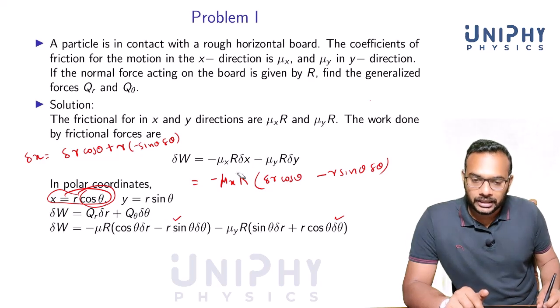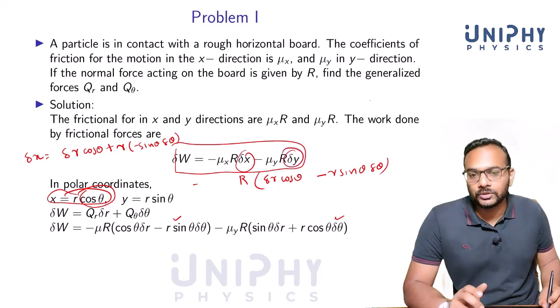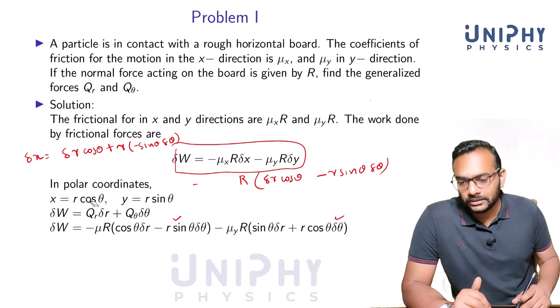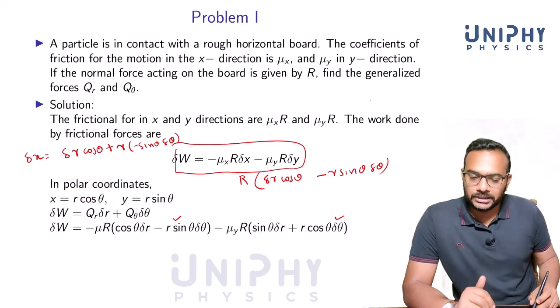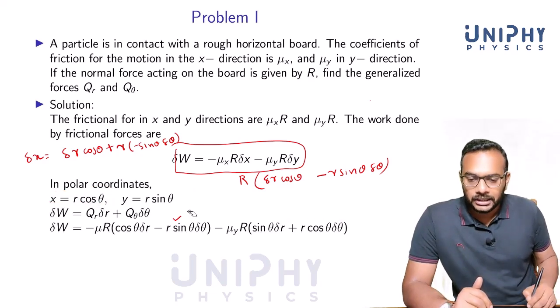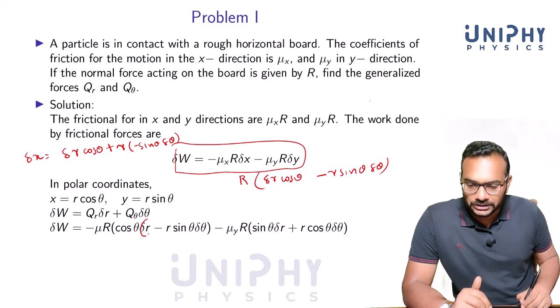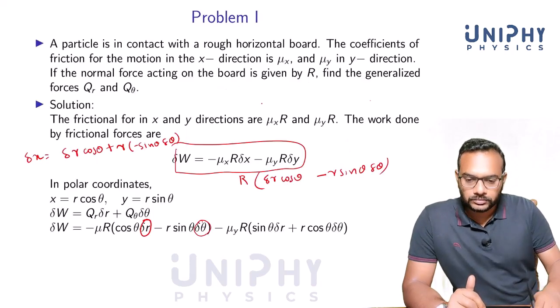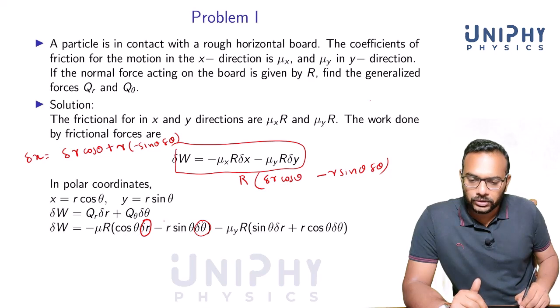I have started with the expression for work done, and I have translated delta x and delta y in terms of the plane polar coordinates, which means that I have used this transformation equation and I get this term. Now we can combine the terms, the coefficients of delta r and delta theta separately. That gives you minus mu r cos theta.